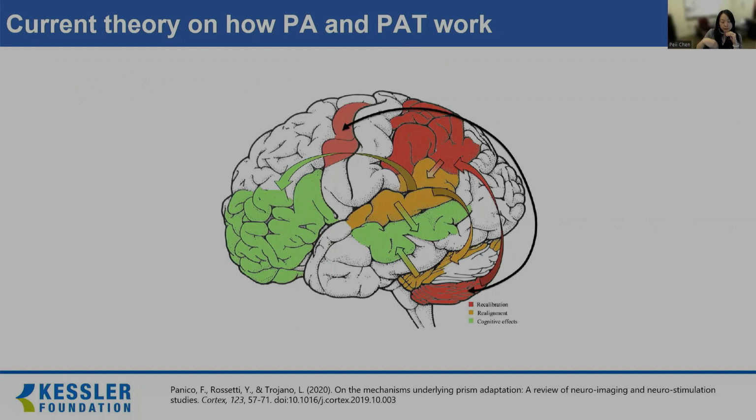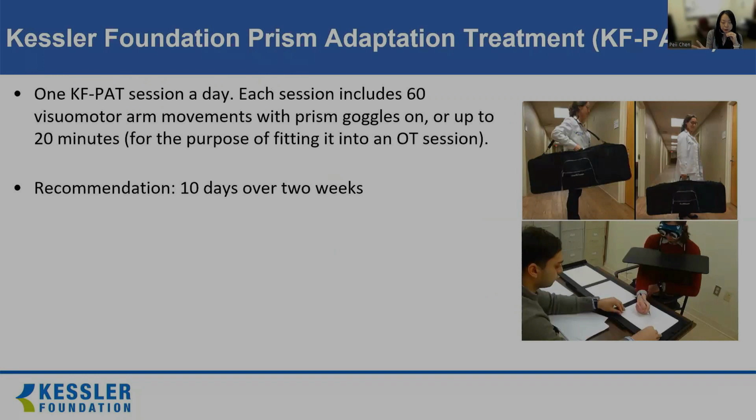The treatment effect will be further transferred down the line, become a therapeutic effect, improving reading and writing, improving ADLs. Over the years, through our research projects, we developed a treatment kit. We called it Kessler Foundation Prism Adaptation Treatment, KF-PAT. All these are devices that are necessary for the Prism adaptation treatment, especially for the KF-PAT protocol, and they can be packed together into a bag that you can bring anywhere. You can bring it to the patient's room, to the therapy gym, even to patients' homes.